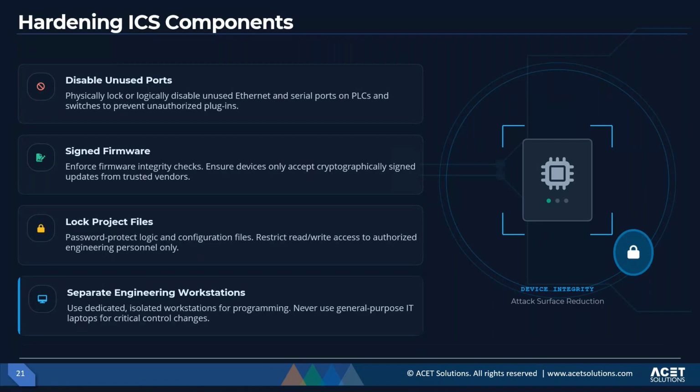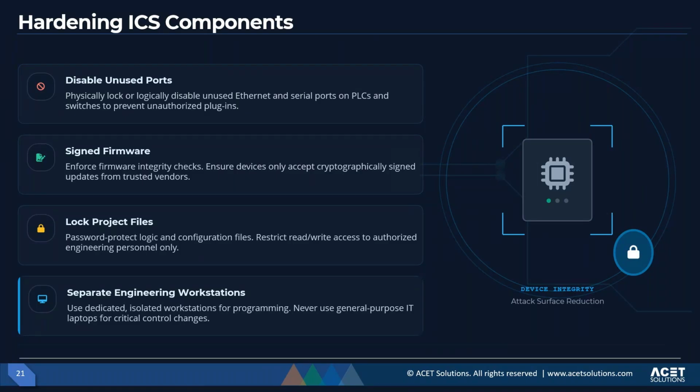Using signed and validated firmware is equally important, ensuring that all the PLCs, RTUs, and safety controllers only accept firmware that is cryptographically signed by the vendors. This helps prevent attackers from installing modified or malicious firmware images. This control directly mitigates threats where adversaries try to implant backdoors or alter the device's behavior at the firmware level.